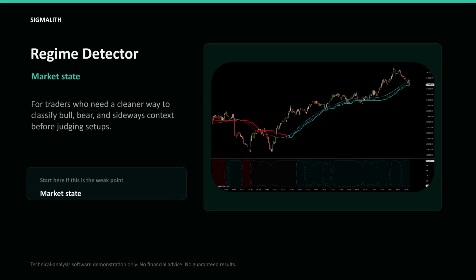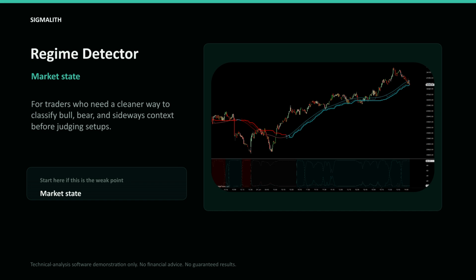Consider starting with regime detector if your biggest issue is market state. Some traders apply the same playbook in every condition. They treat a sideways market like a trending market. They press directional ideas when the broader environment is unstable. Or they judge a setup before asking whether the market state supports that type of decision.